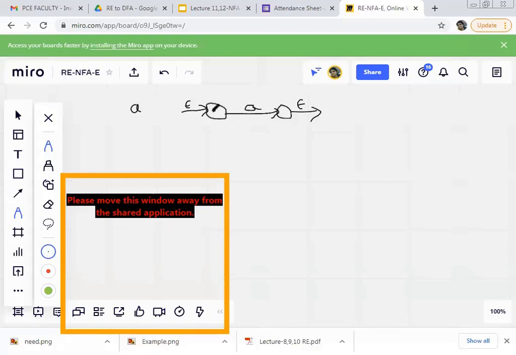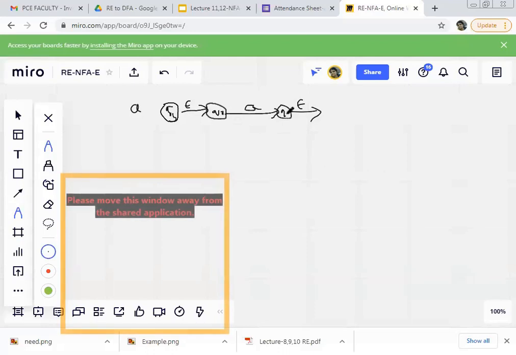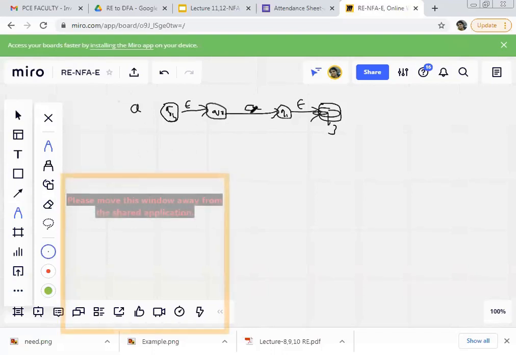You have to name this Q0. I'll have a start state here, QS, then Q0, then we can have Q1, and then the final state. This is A. So this is QS, Q0, Q1, and I have given Q3 as the name, since Q2 is missing. This is for A. Similarly, we can also draw for B. If the input is B, instead of A we just write B here. That is the first one.